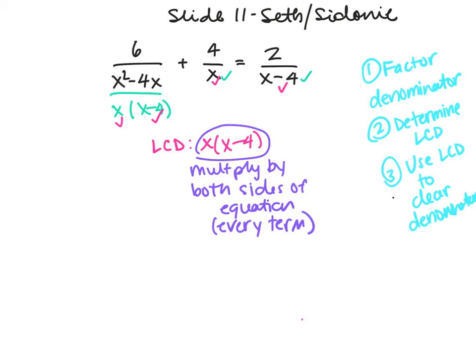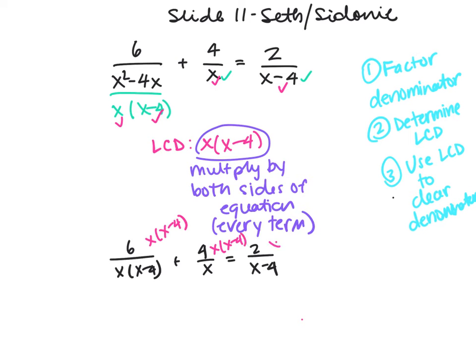I'm going to rewrite this out for ourselves. Okay, so we're going to multiply this first one by x and x minus 4, this second one by x and x minus 4, and this third one by x and x minus 4. So we're multiplying everything by that term.